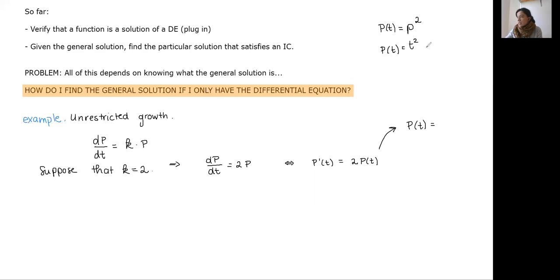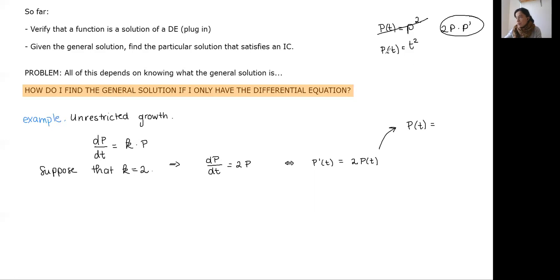Well, the first thing is p of t cannot be equal to p squared, right? Because if I do the derivative of this thing on this right-hand side, I'm going to have 2 times p, and remember, p is a function of t, so I would have to do times the derivative of the inside. So this is not actually working, right? This is not just 2 times p. What I'm trying to do over here is to say the derivative of a given function is 2 times itself, right? So I have a function. When you differentiate it, you get the same function times 2.